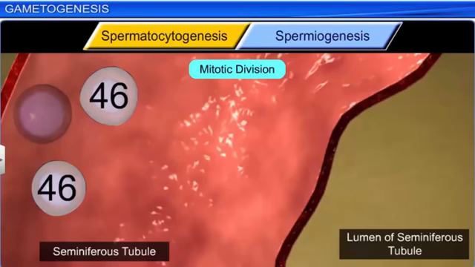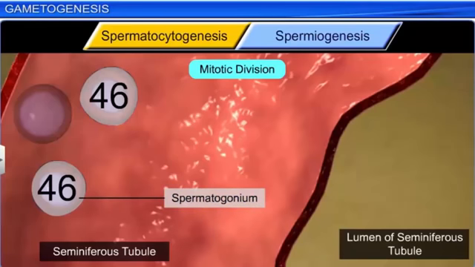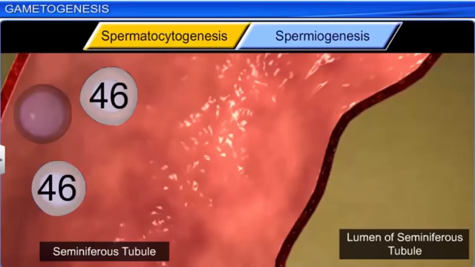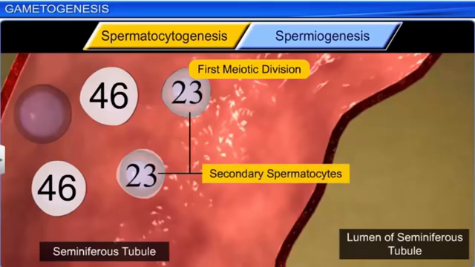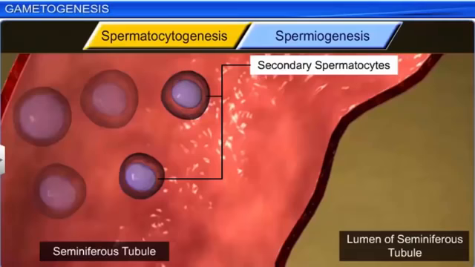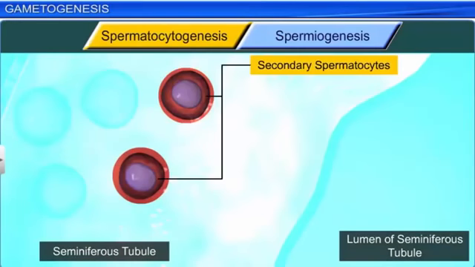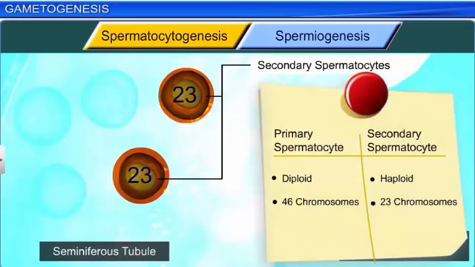Of these 2 daughter cells, one remains the spermatogonium, while the other one becomes the primary spermatocyte. This primary spermatocyte divides meiotically to form 2 equal cells called secondary spermatocytes. Unlike primary spermatocytes, secondary spermatocytes are haploid cells containing 23 chromosomes each.